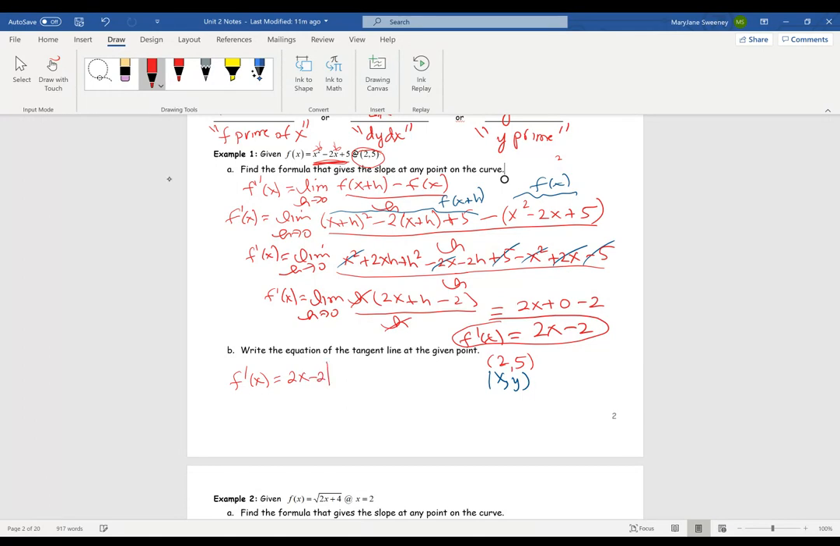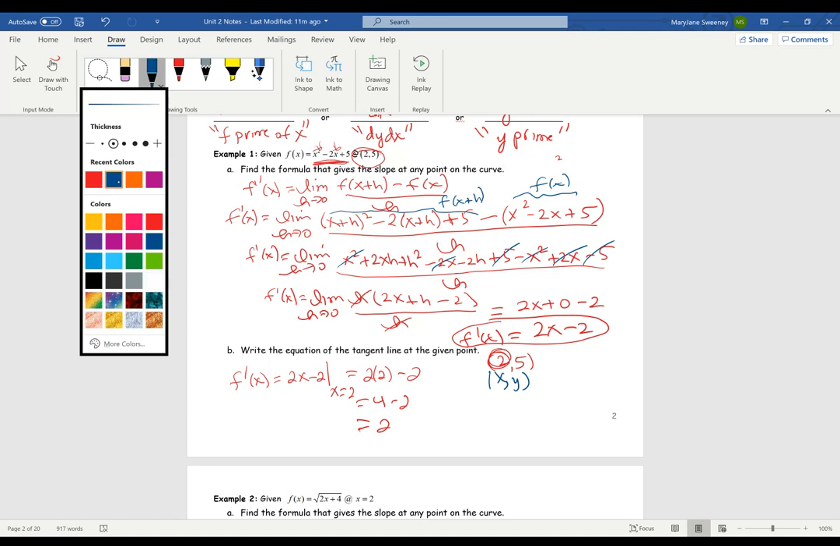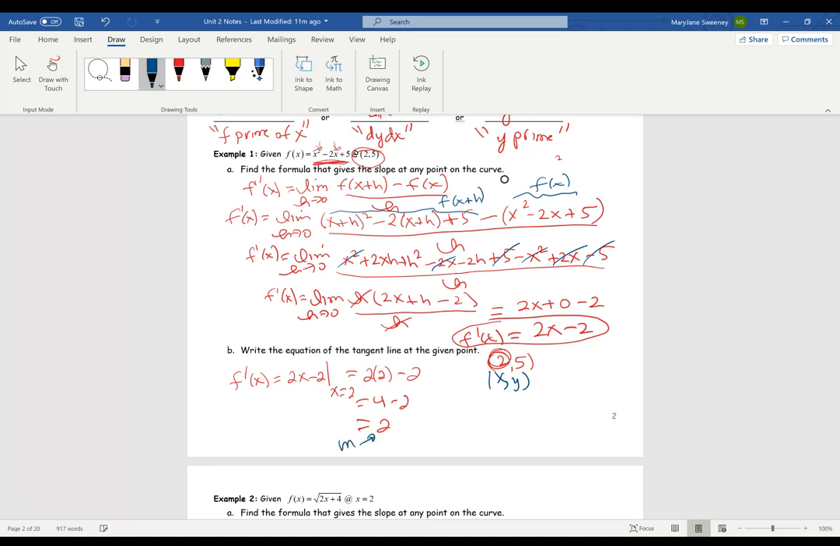And we want to evaluate it at this x value, which is x equals 2, because we're finding the slope specifically at this point. So that's when x is 2. So this is my slope. So when I write the equation of the line, it's y minus the y coordinate equals m times parenthesis x minus the x coordinate.